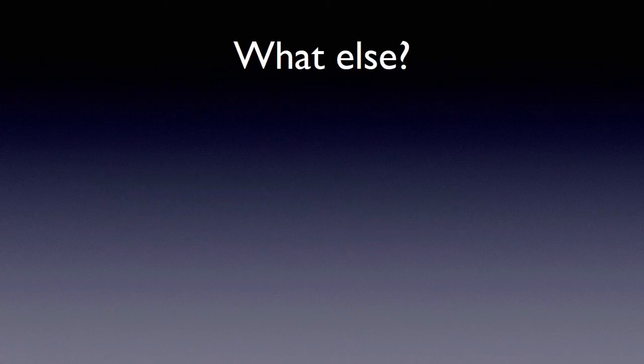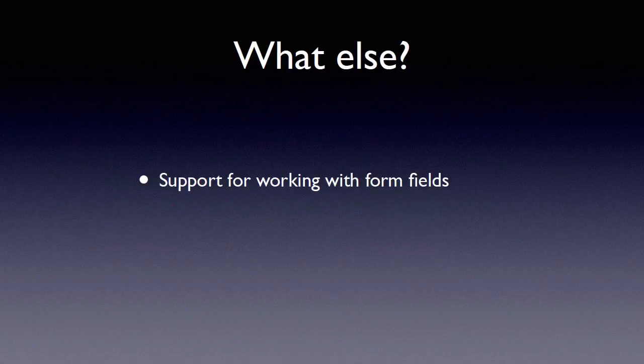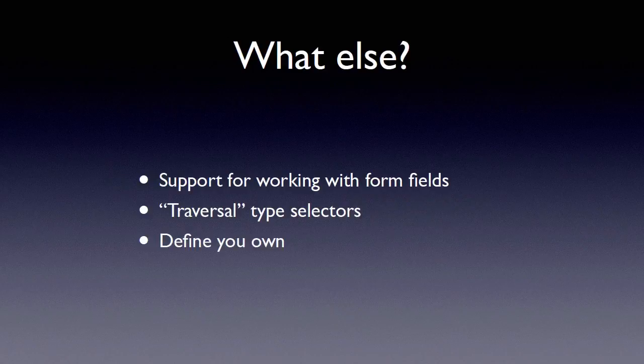So what else is there out there? Well, obviously, you can work with form fields. You're going to see multiple examples of that. There's also traversal type selectors. So for example, I may say, find me a particular table cell, but then select the one next to it. Or maybe select the parent or the child. Essentially, you can find something and then kind of walk around the DOM to find what you really want. And lastly, if jQuery does not support what you want, you can actually define your own.